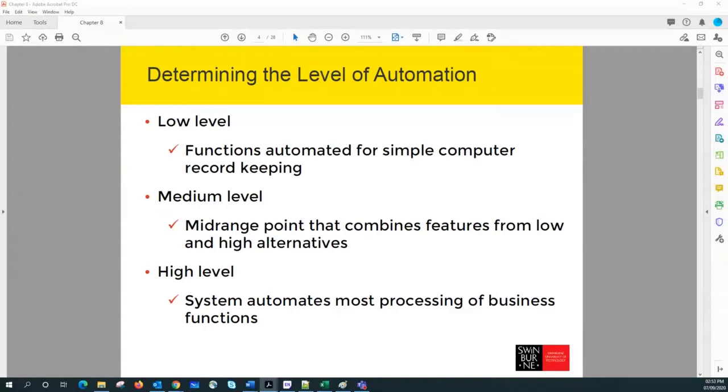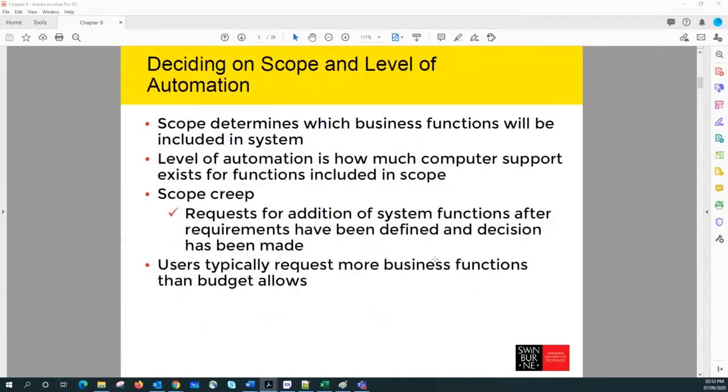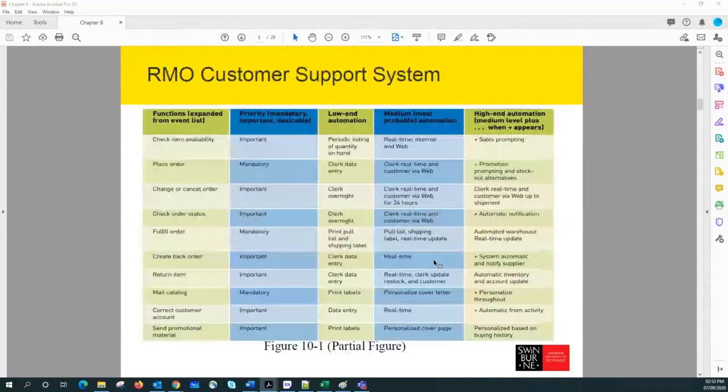That, of course, requires a team effort, brainstorming, thinking outside of the box. Then, of course, it is possible for us to define the high level of automation for a given project, right? So when you combine these things, the scope and the high level of automation, probably we can come up with this kind of table. Now this is an example for Ridgeline Mountain Outfitters.